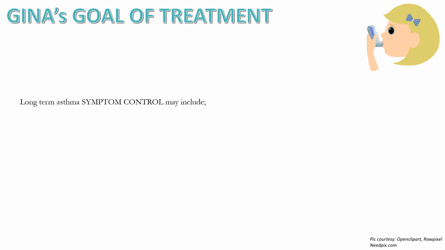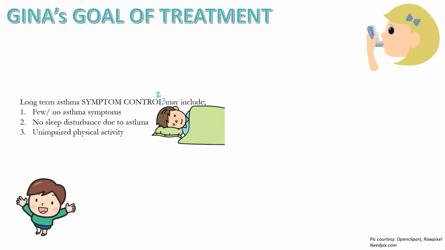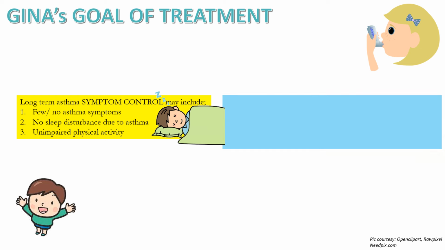GINA's goal of treatment includes long-term asthma symptom control. This means that the patient should have few or no asthma symptoms, no sleep disturbance due to asthma, and unimpaired physical activity. But besides this long-term symptom control, GINA's goal of treatment also is to minimize the risk of future exacerbations.